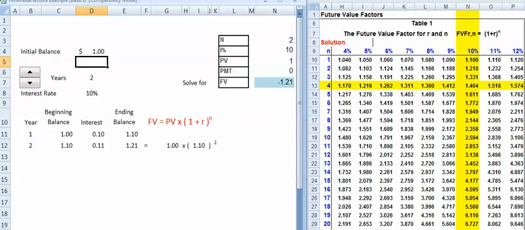So we've got 3 ways we can solve this problem for calculating a future value. We can use our future value factor table, which essentially does this simple mathematical calculation for us. We can do the mathematical calculation manually in our financial calculator, or we can use the financial functions.